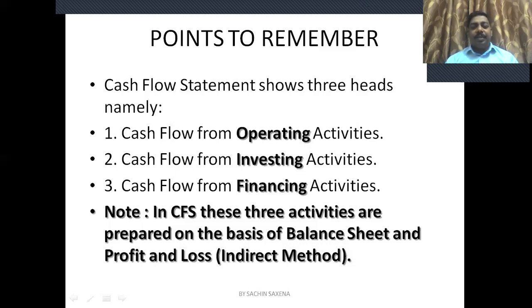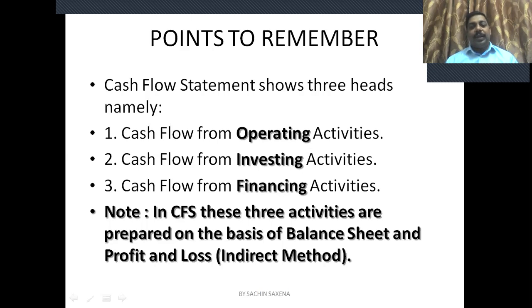Inflow of cash takes place in investing activity when we are selling our investments or selling our assets, then we receive money, and that will be called inflow of cash. So inflow of cash, outflow of cash, we will check in investing activity, and most of the time we will find that we have a minus, meaning outflow of cash through investing activity. Why? Because in investing activity we purchase assets or investments, in which the cash outflow takes place. So investing activity usually shows outflow of cash.